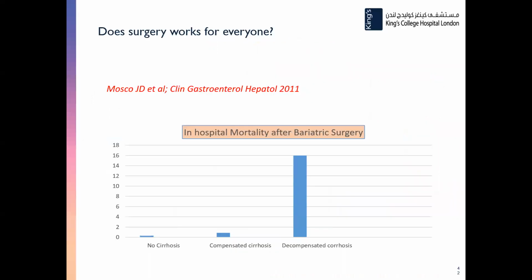However, just a caveat: this is the in-hospital mortality for patients in this study. And look, as the stage of the disease goes up, the mortality, not surprisingly, goes up. I'm even surprised that they had bariatrics on decompensated patients. But even then, again, the key is you refer them early, you assess them.